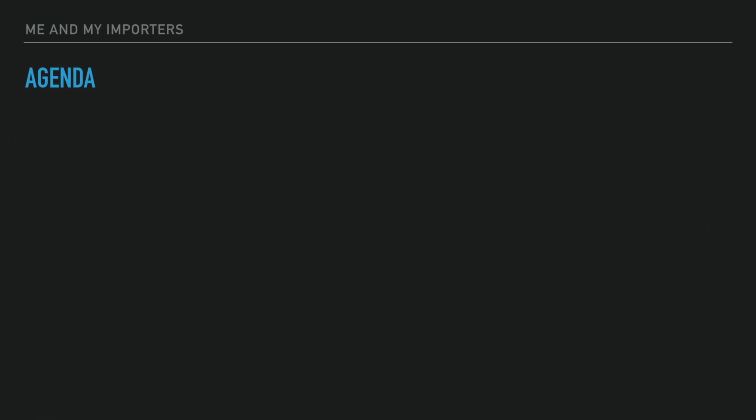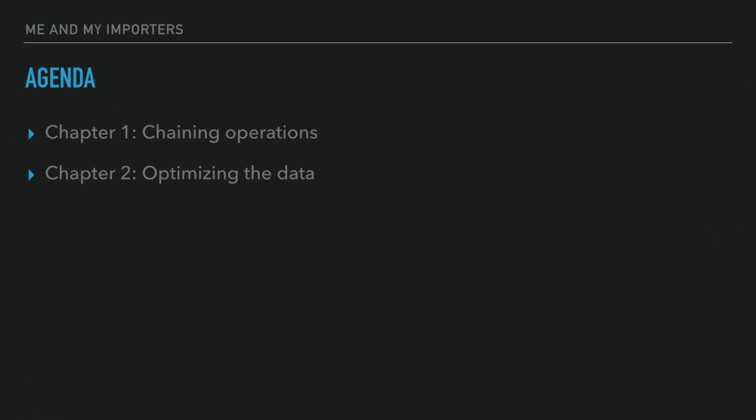So, the agenda, what I want to talk to you about. The first chapter, chaining operations, which is these API calls. Chapter 2 of this whole story, optimizing the data. So how do we make sure that we are not too wasteful in importing everything? And the third one, properly storing this in CoreData without too many problems.